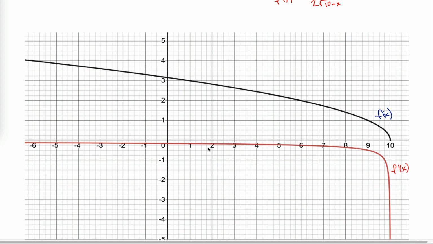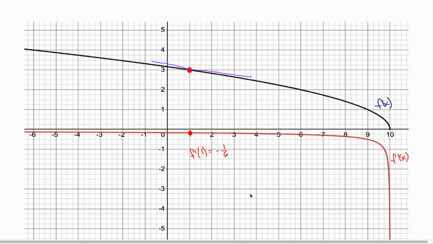If I tried to sketch the tangent line to this curve in black at this point where x equals 1, it would look something like this. What's the slope of that line that I just drew in purple? It's whatever the height of this graph is at this point. It's definitely a negative number. It appears to be about negative 1/6. In fact, it's exactly negative 1/6.